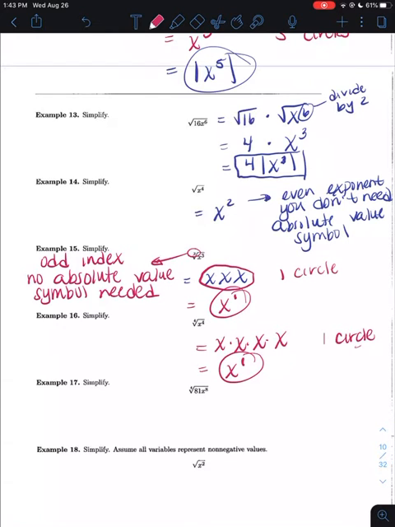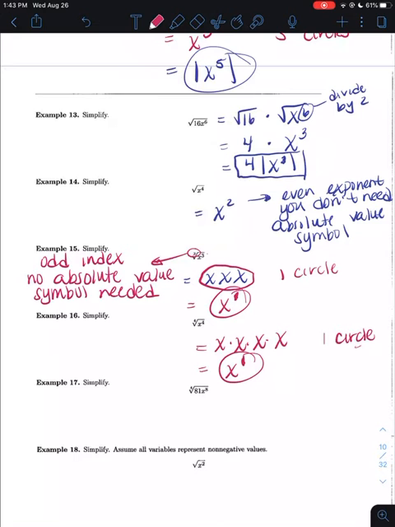So cube roots and 4th roots work the same, just like square roots. You're just going to take your exponent and divide it by the index. So when I did the cube root, 3 divided by 3, I get a 1. Same thing with the 4th root. If I do 4 divided by 4, I get a 1. So that's how my final exponent looks.